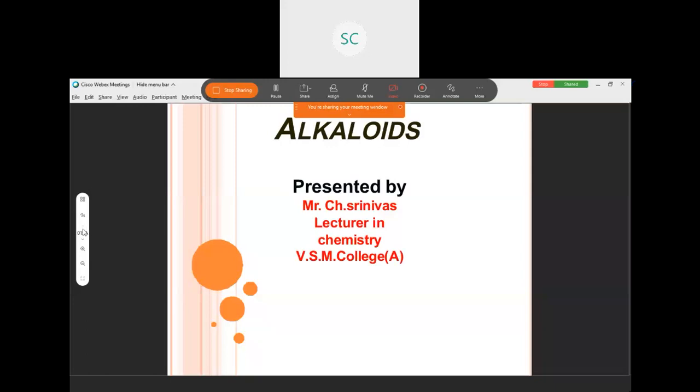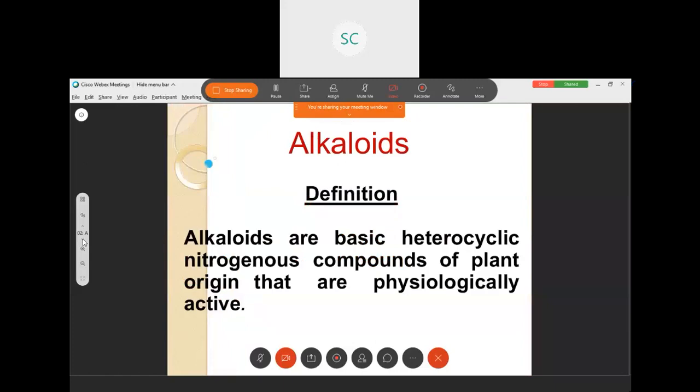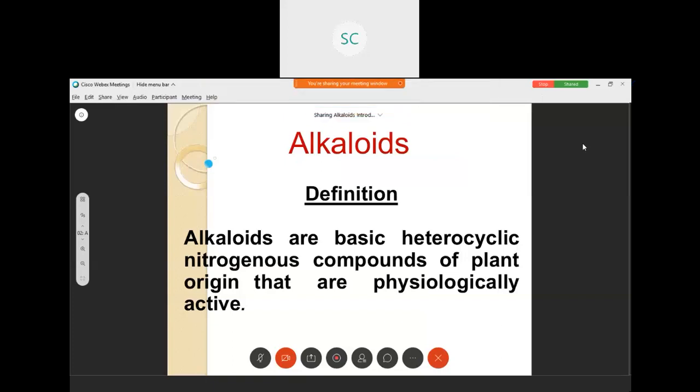The term alkaloid was first proposed by W. Meissner in 1819. The name alkaloid means alkali-like, so alkaloids exhibit basic nature. These alkaloids are defined as basic heterocyclic compounds containing nitrogen atom of a plant origin that are physiologically active.